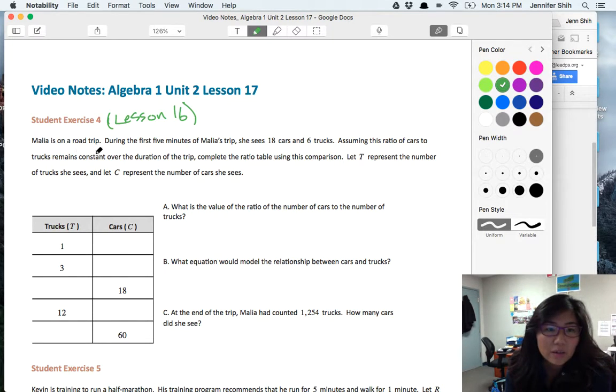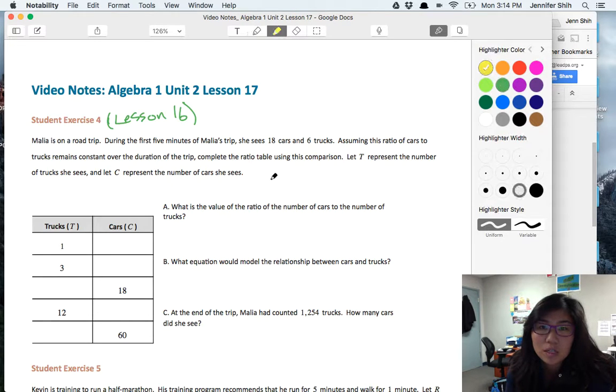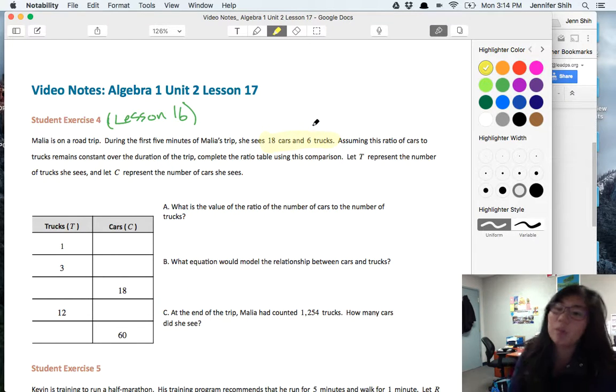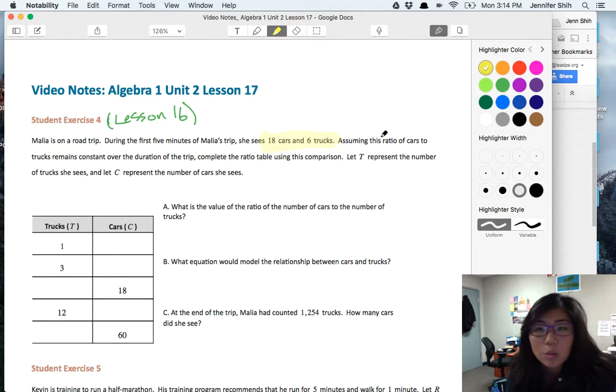So we have Malia on a road trip. During the first 5 minutes of her trip, she sees 18 cars and 6 trucks. I'm going to do a little bit of highlighting here, which you can do since you probably wrote this down or printed this out for your homework. Assuming this ratio of cars to trucks remains constant over the duration of the trip, complete the ratio table using this comparison. Let T represent the number of trucks and let C represent the number of cars.